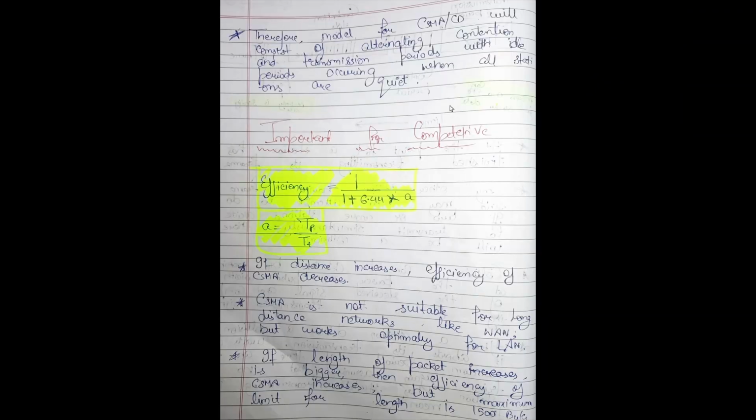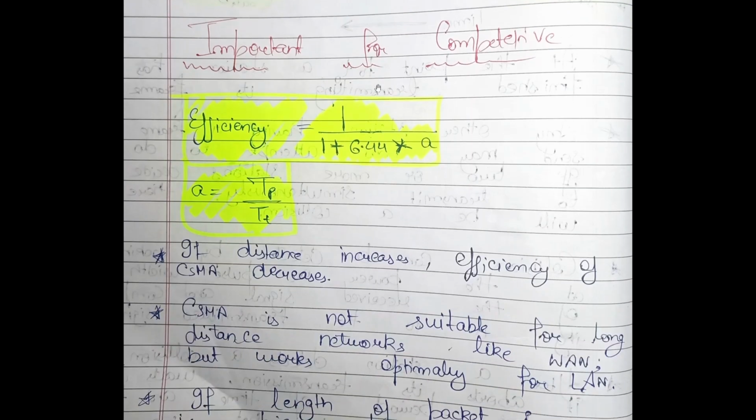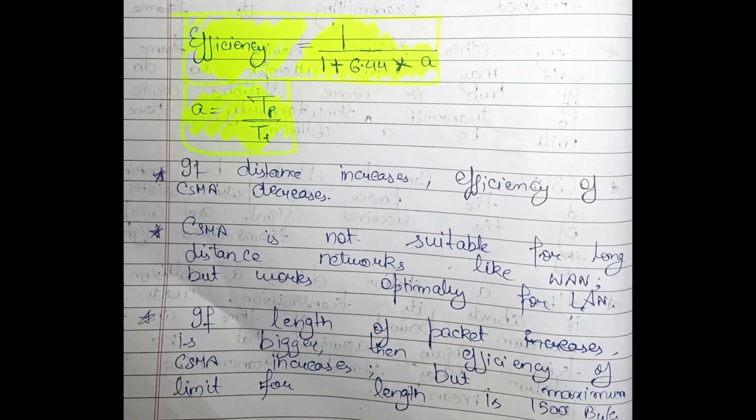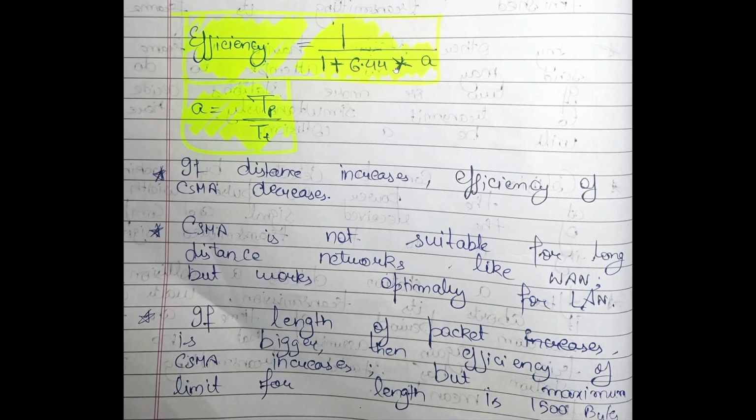Okay, now, important for competitive exams. These are some formulas that generally help you a lot in competitive exams. The efficiency formula is this one, where a is Tp upon Tt, that is propagation time upon transmission time. So if distance increases, the efficiency of CSMA decreases.